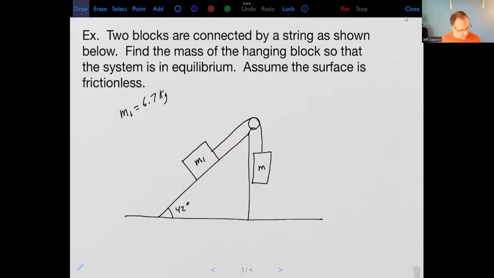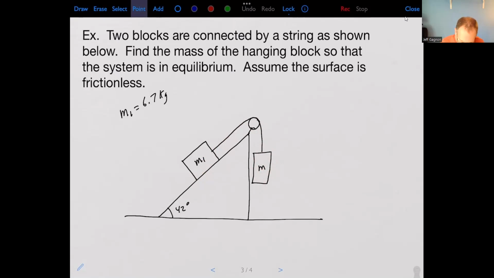Okay, so in this example, it says two blocks are connected by a string as shown below. Find the mass of the hanging block. So we want to find what this mass has to be in kilograms, such that the system is in equilibrium. And we're assuming that the surface the block is riding on is frictionless, so we don't have to add any frictional forces here. Okay, so we're assuming this is not moving. It's in equilibrium, and we want to find the mass of that block such that the whole thing remains in equilibrium.